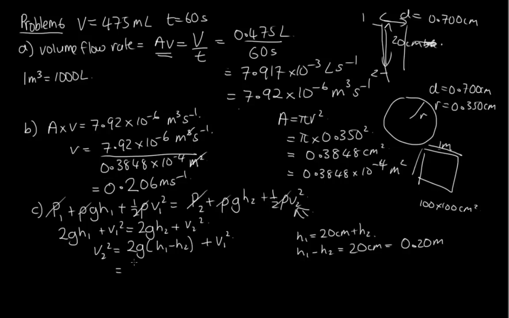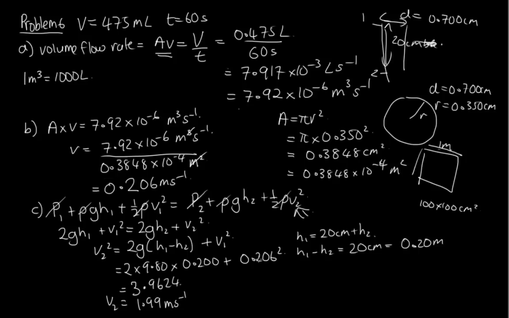So let's substitute in. We've got 2 times 9.80 times 0.200 plus the velocity at 1 squared, which is 0.206 squared. So solving this, we end up with 3.9624. And so the velocity at 2 is equal to the square root of this, which is equal to 1.99 meters per second.